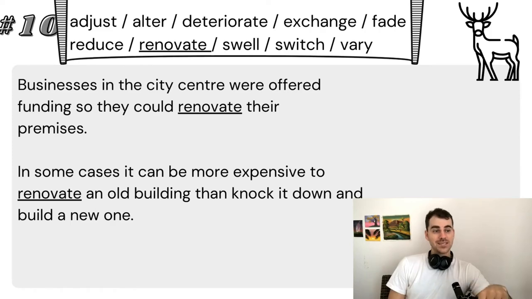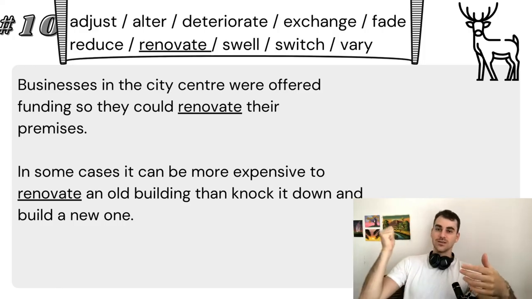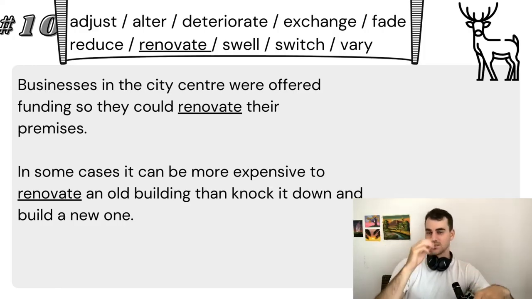Renovate. Businesses in the city center were offered funding so they could renovate their premises. Their premises, that's their location, their office building, where they work, the physical location. So renovate is to change the building, update it, improve the furniture, paint the walls, maybe tear down some of the walls. You want to make it different, make it nicer.